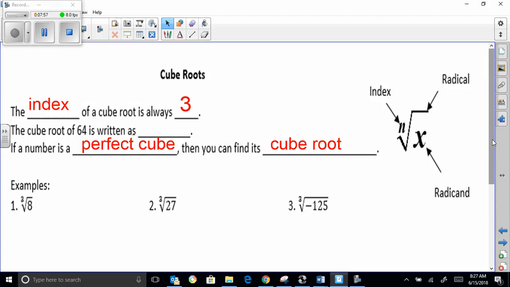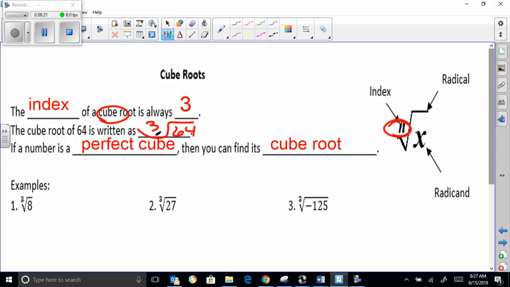Okay, the index of a cube root is always 3. So this is the index right here. When you don't see a number there, it's the square root. So the cube root of 64 is written with a 3 in the index. You must have this 3 there in order to represent cube root.